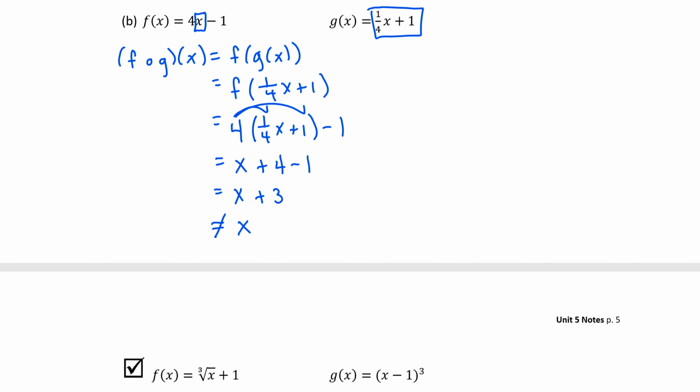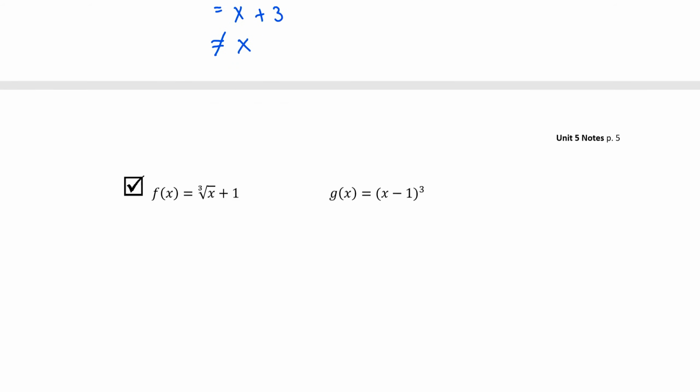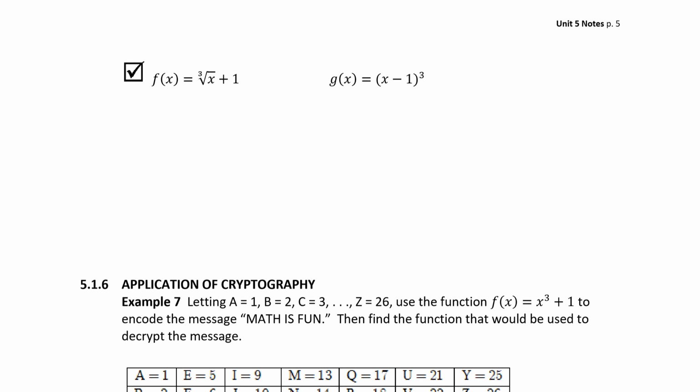We can say f and g are not inverses. No need to show the other direction, g composed with f, because in order to be inverse functions, f composed with g and g composed with f both have to be equal to x. If one direction fails, you can go ahead and make the conclusion f and g are not inverses. If I graph those two functions, I would see they would not be reflections of each other across that line y equals x. Let's finish out with the last one.